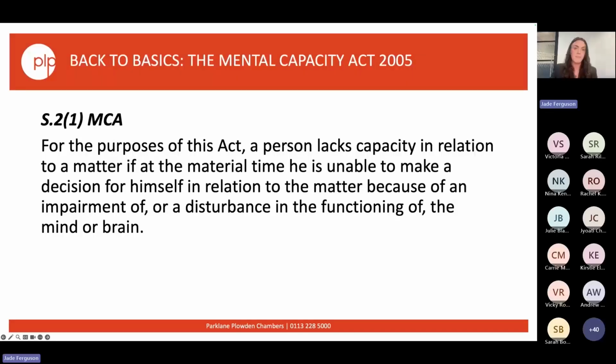So going back to basics, starting with the Mental Capacity Act 2005, the Mental Capacity Act sets out a definition for lack of capacity, and it's twofold really. So being unable to make a decision, and being unable to make that decision because of an impairment or disturbance in the functioning of the mind or brain. So to establish a lack of capacity, the Act requires two tests to be satisfied, and that's what I'm going to call the functional test and the diagnostic test.